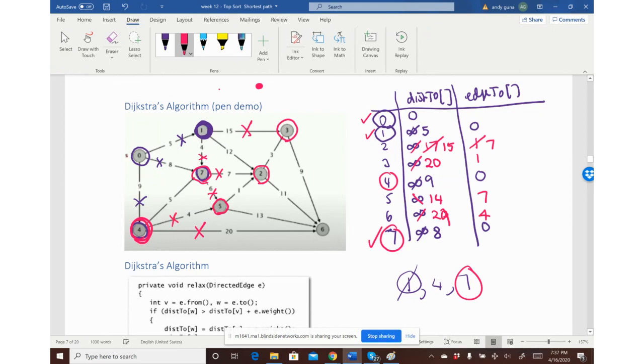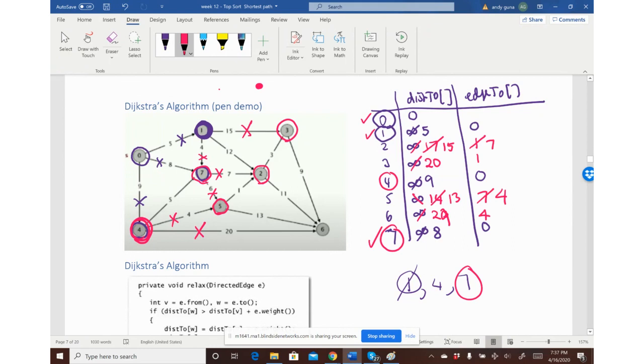Okay. And then we look at this edge. Can I get a better distance to 5? Yes, so we can get a better distance to 5. That would be 13. Okay, it's 9 plus 4. And we came to that from node number 4. So we update that edge as well.